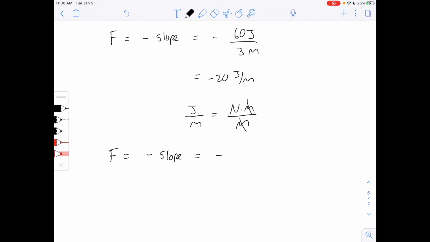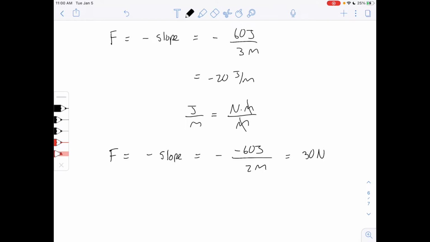and that's going to be the negative of the slope again. And so that's going to be negative rise over run. In this case, the rise is negative 60. So now we're going to get a positive force. And the run in this case is going to be 2 meters. So we're going to get a positive 30 newtons.